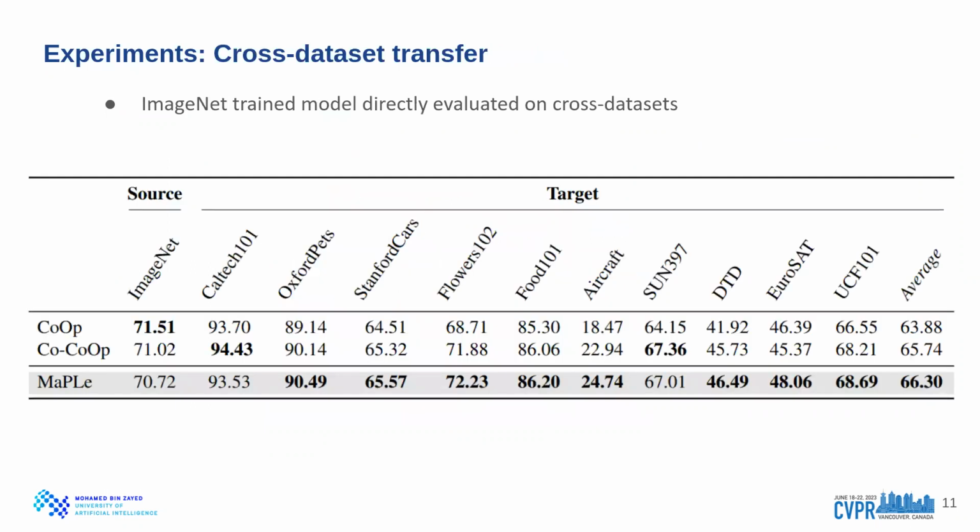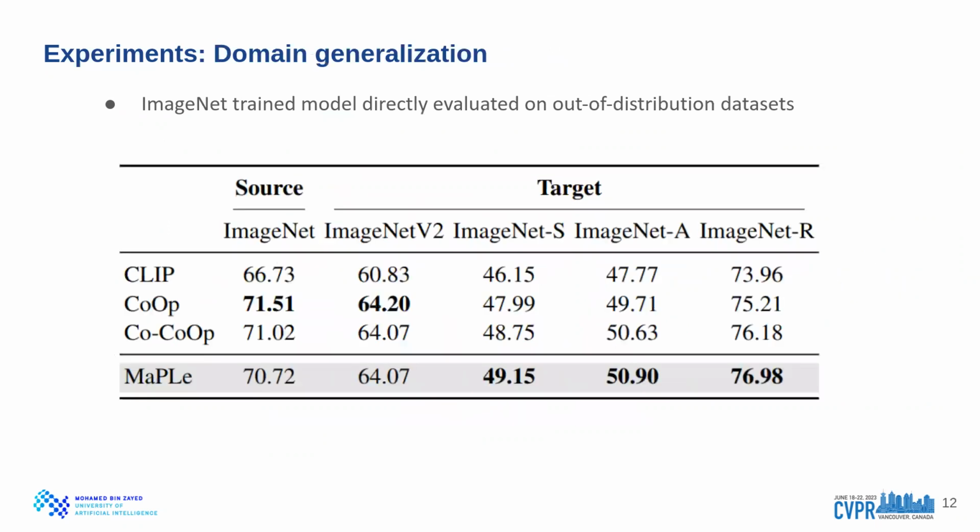Next, we show the comparison of MaPLe in cross-dataset transfer setting. We note that MaPLe performs favorably well against previous approaches on most datasets, which leads to the highest average accuracy of 66.3%. In the domain generalization benchmark, MaPLe shows favorable performance on out-of-distribution datasets.